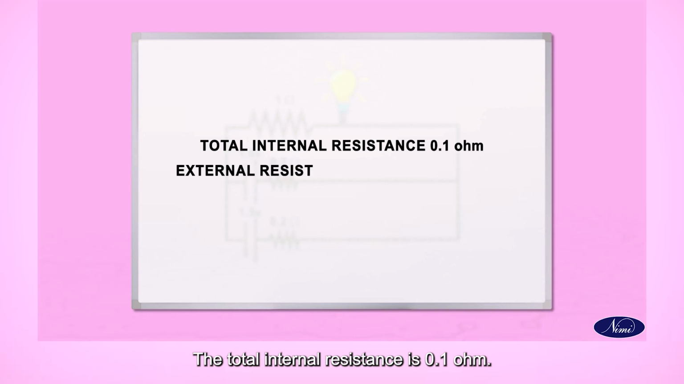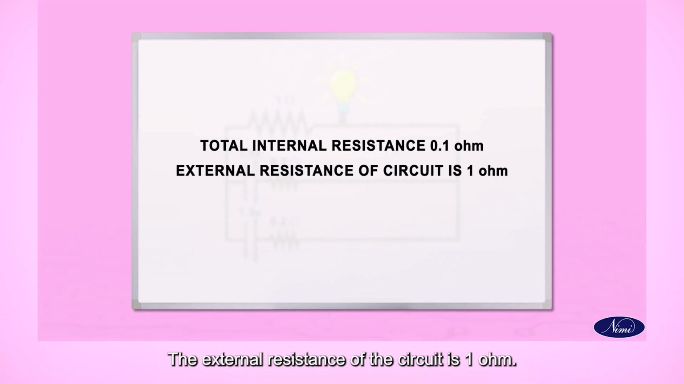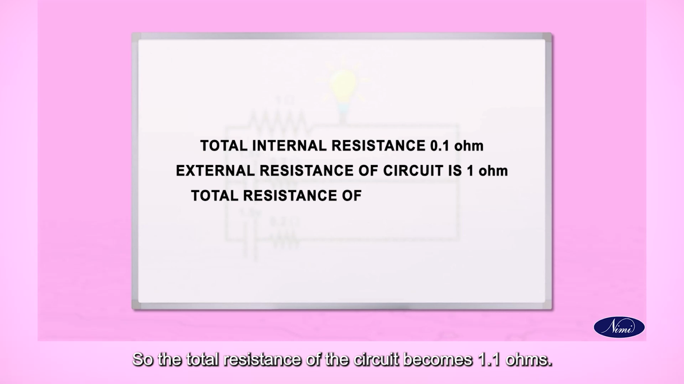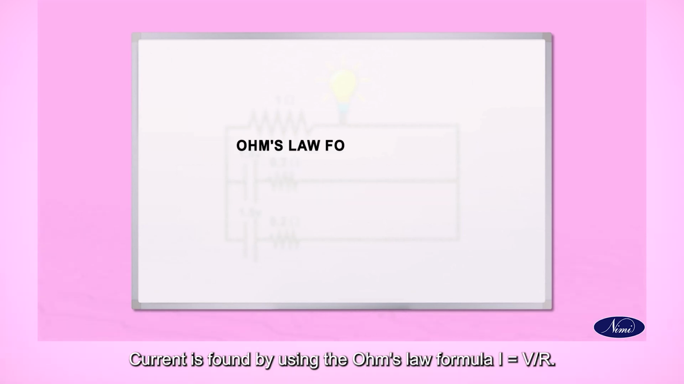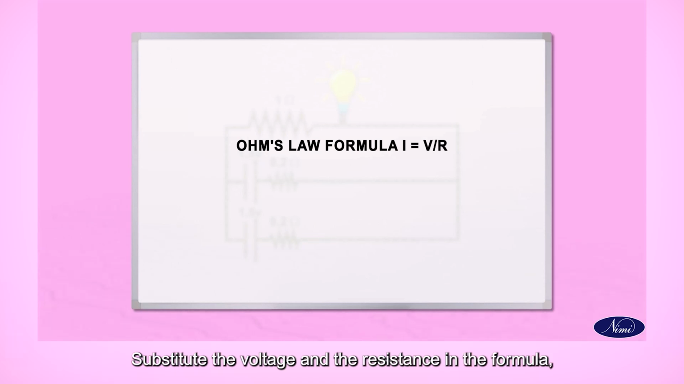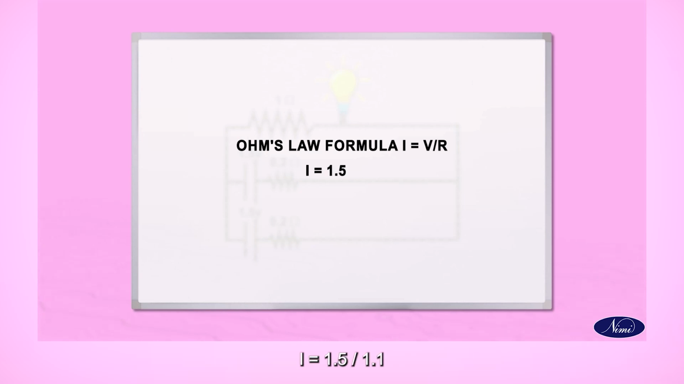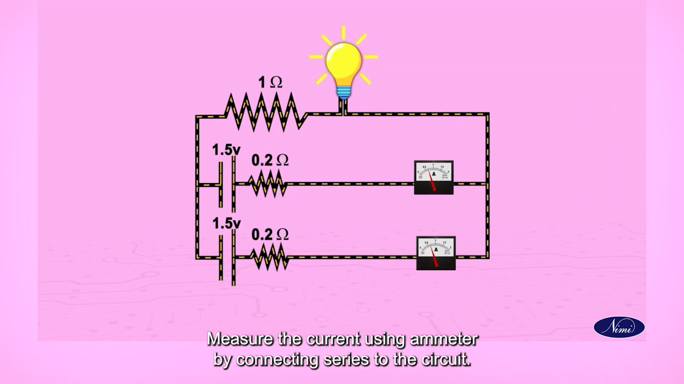The external resistance of the circuit is 1 ohm. So the total resistance of the circuit becomes 1.1 ohms. Current is found by using the Ohm's law formula, I = V/R. Substitute the voltage and the resistance in the formula. I = 1.5/1.1, so I = 1.36 amps. Measure the current using an ammeter by connecting it in series to the circuit.